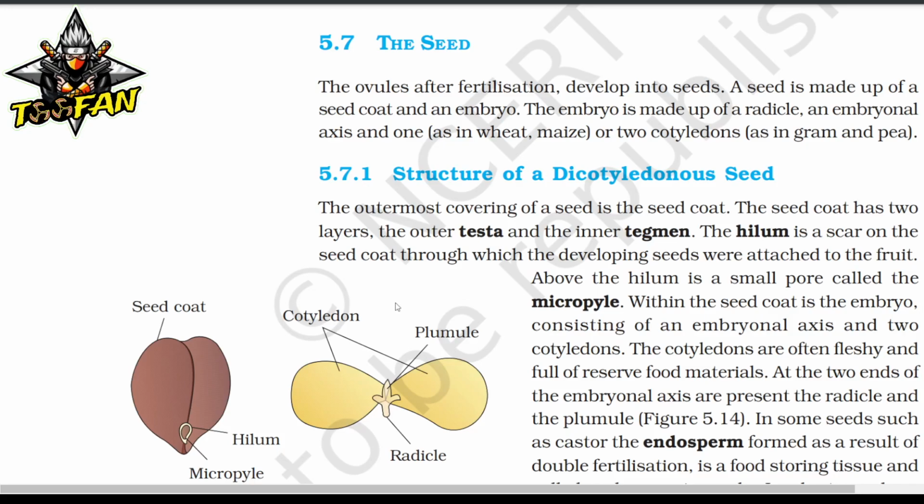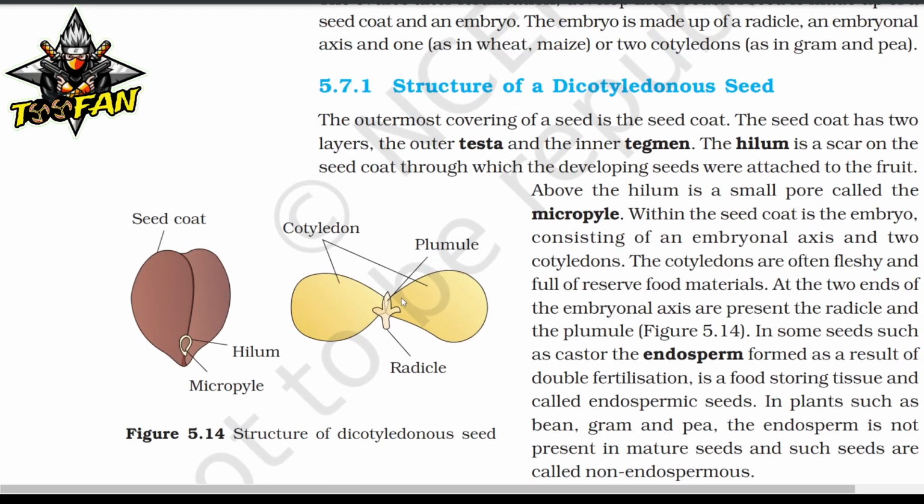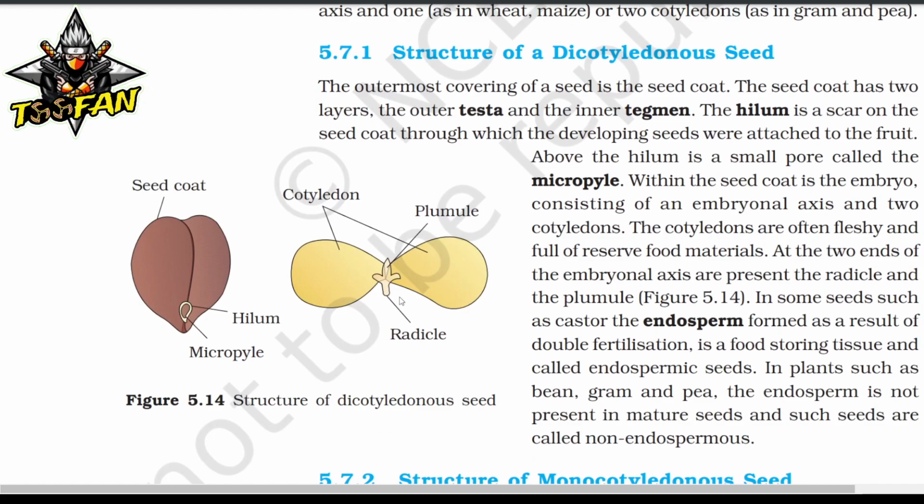Within the seed coat is the embryo, consisting of an embryonal axis and two cotyledons. The cotyledons are often fleshy and full of reserve food materials. At the two ends of the embryonal axis are present the radicle and plumule. In some seeds, such as castor, the endosperm is formed as a result of double fertilization. It is a food storing tissue and such seeds are called endospermic seeds.